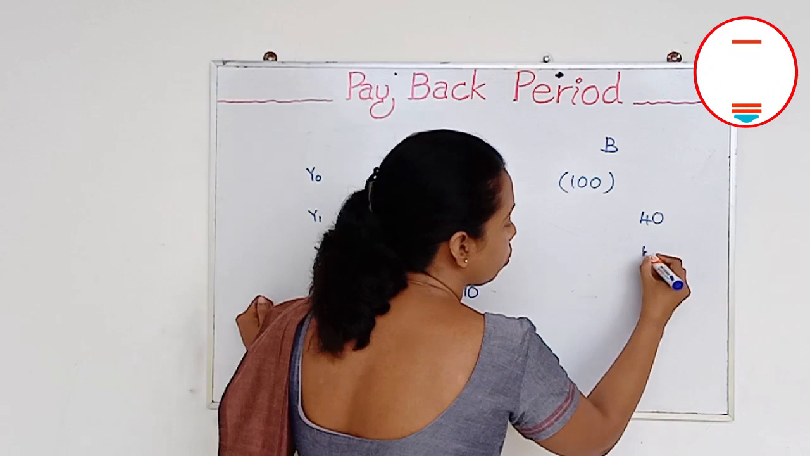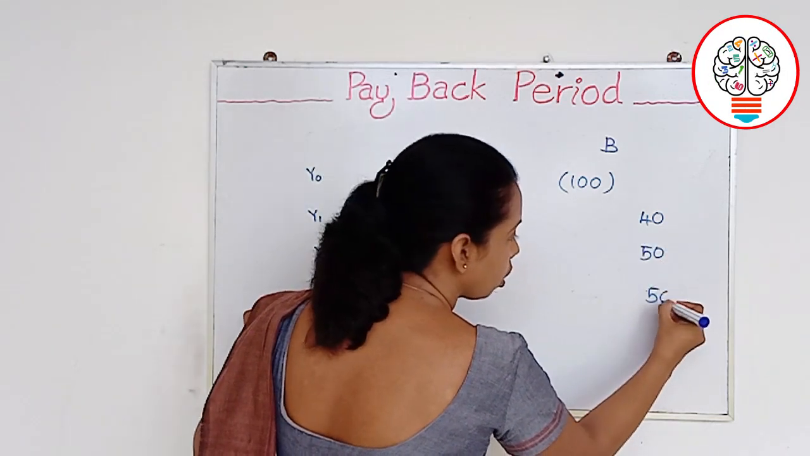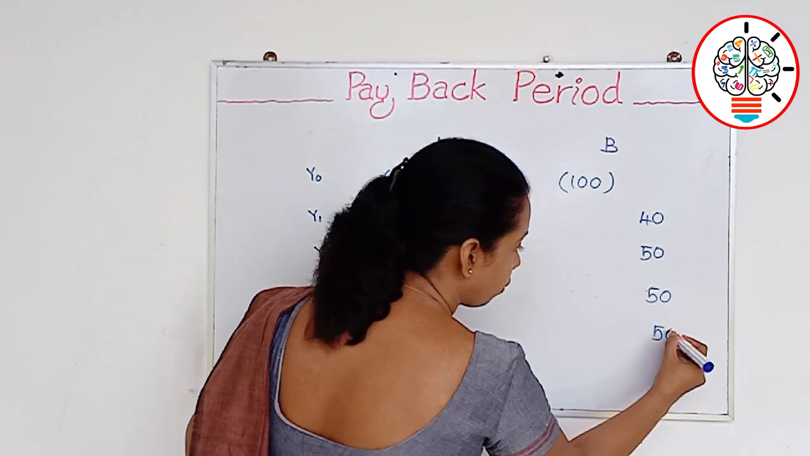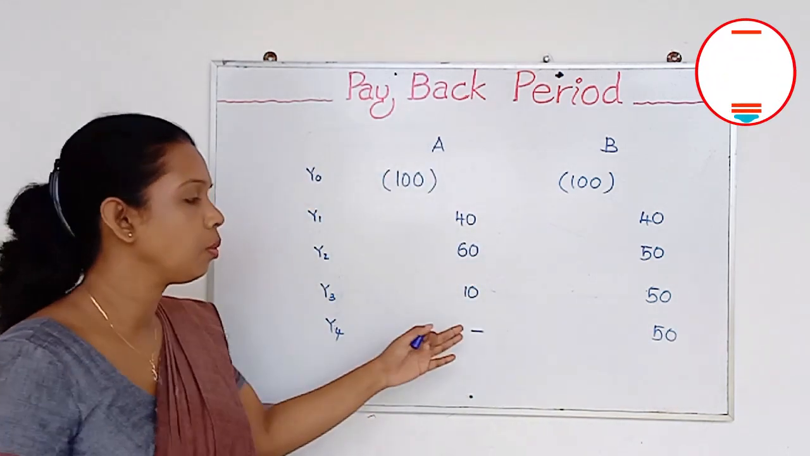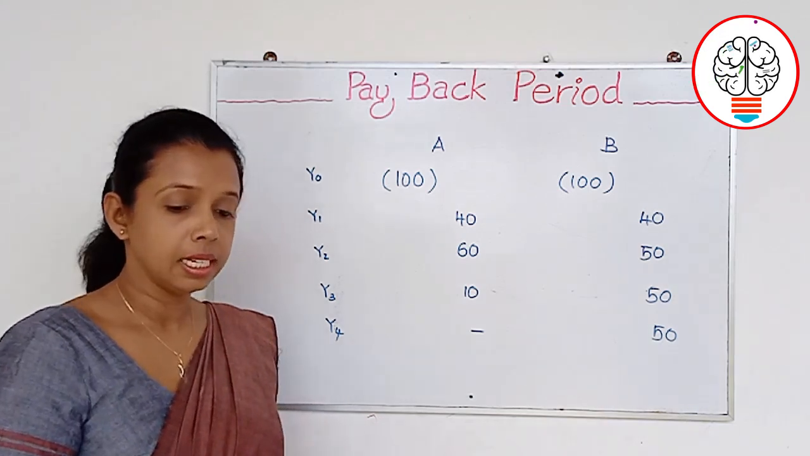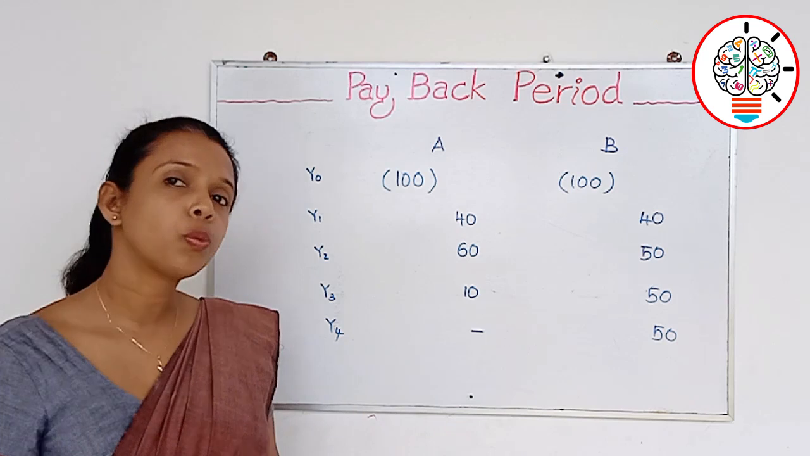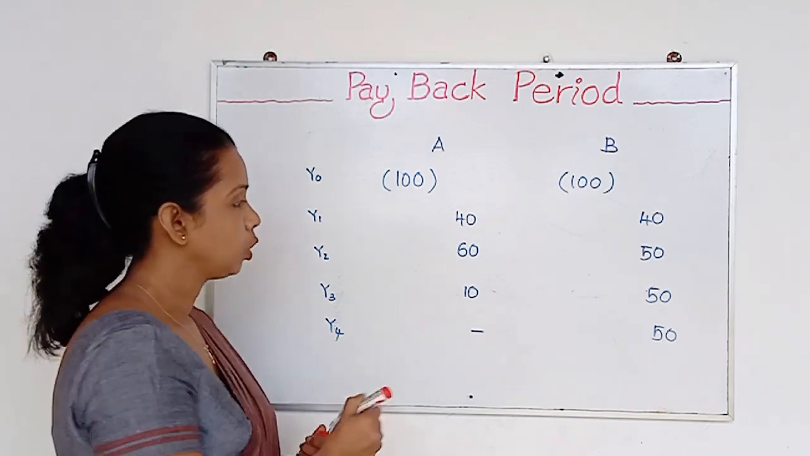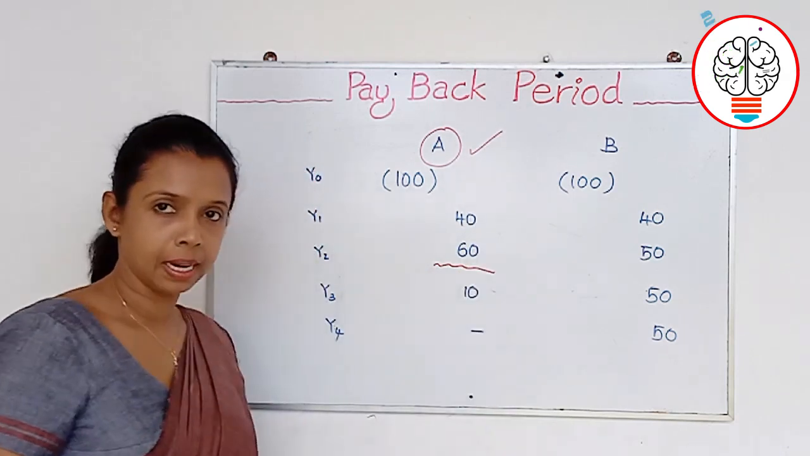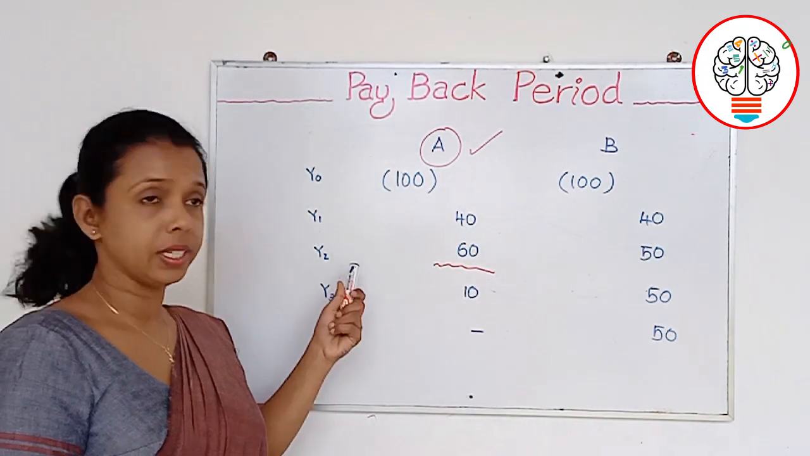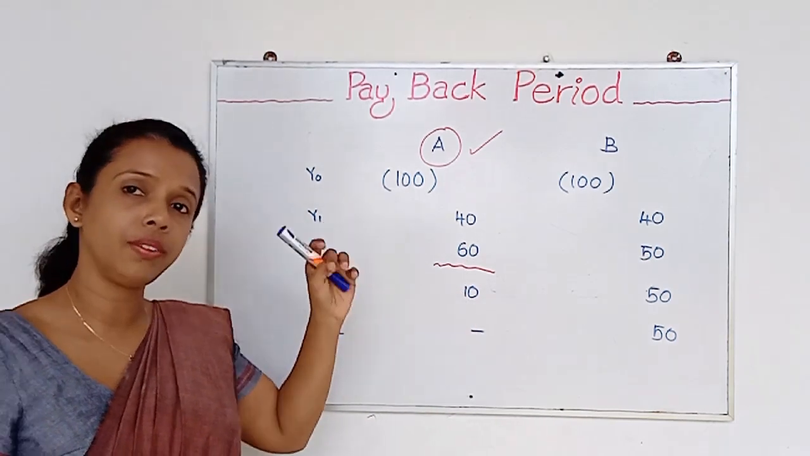Second year you are going to have 50 and third year 50, fourth year also 50. So that is the nature of third year. In project A you don't receive anything. Now tell me, based on payback period, which project you are going to select? You are going to select project A, right? Because at the end of the second year, you are going to recover 100,000, which you have invested.